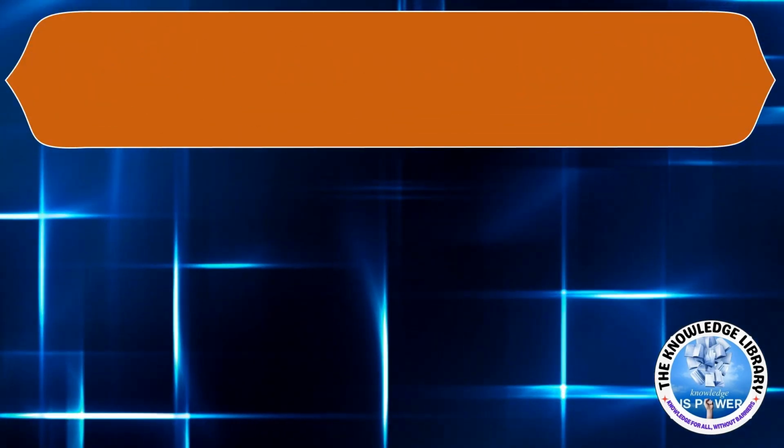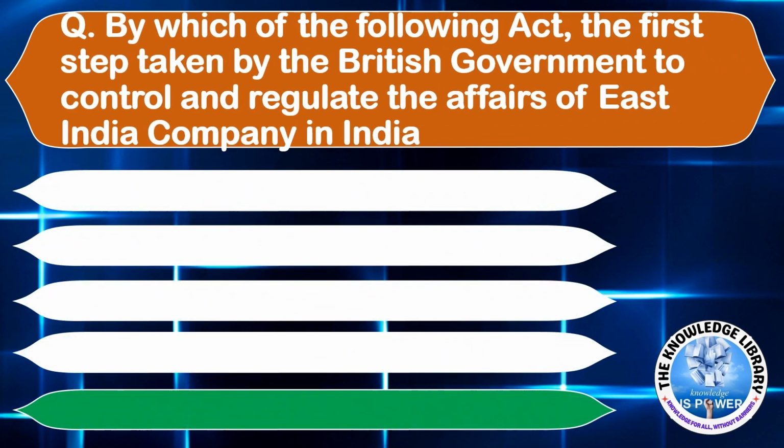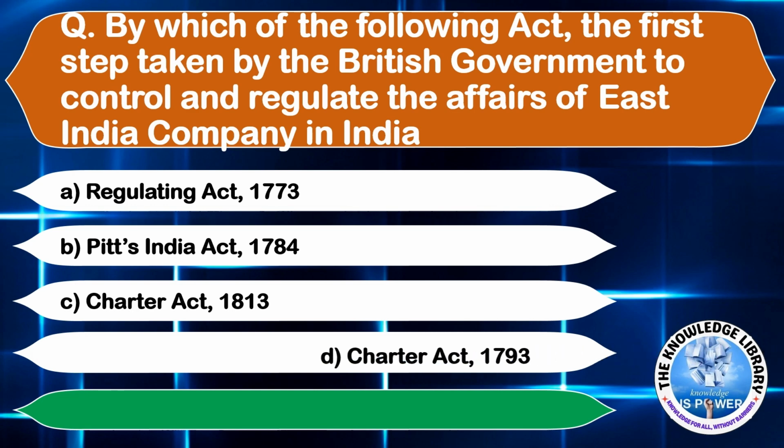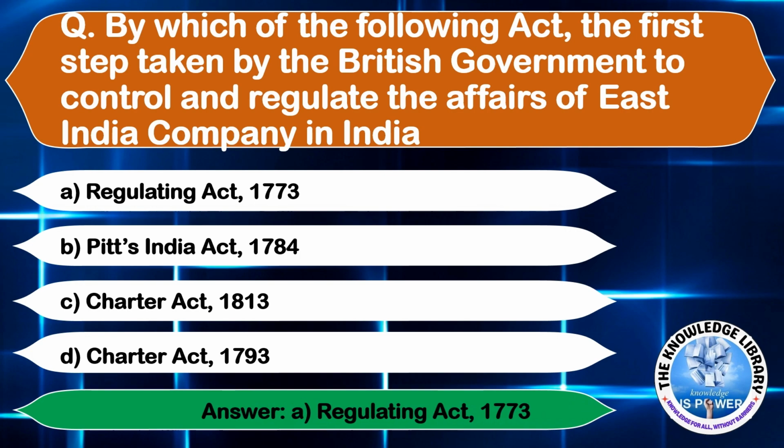By which of the following acts was the first step taken by the British government to control and regulate the affairs of East India Company in India? Option A, Regulating Act of 1773. Option B, Pitt's India Act of 1784. Option C, Charter Act of 1830. And option D, Charter Act of 1793. The correct answer is option A, Regulating Act of 1773.